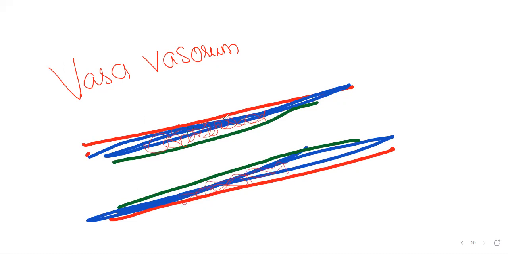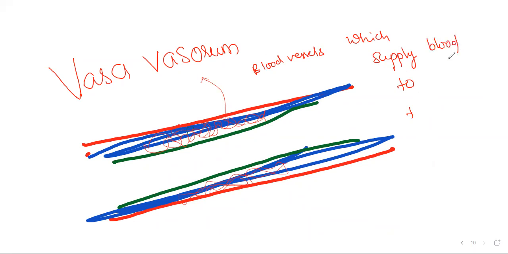These blood vessels also require nutrients and oxygen. That's why we have the vasa vasorum, the blood vessels which supply blood, that means nutrients, to the blood vessels, that means larger blood vessels. We call it vasa vasorum. That was an interesting issue about this particular vasa vasorum.